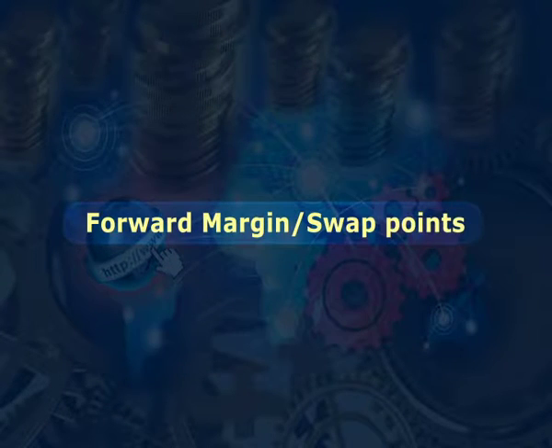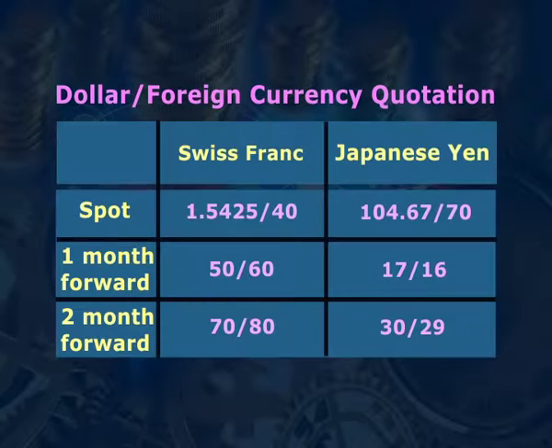Now, let us discuss about forward margin or swap points. Dollar or foreign currency quotation. At Singapore market, dollar may be quoted against Dutch mark and French franc as given on the screen. The forward margin, also called swap margin or swap points, is quoted in terms of points. A point is the last decimal place in the exchange quotation. Thus, in a 4-digit quotation, a point is 0.0001. In a 2-decimal quotation, it is 0.01.